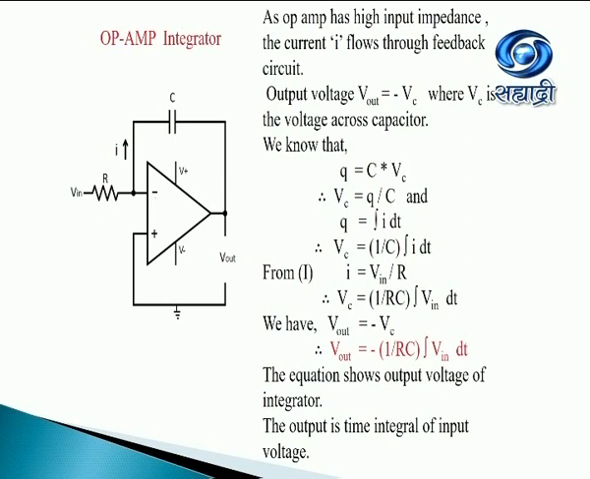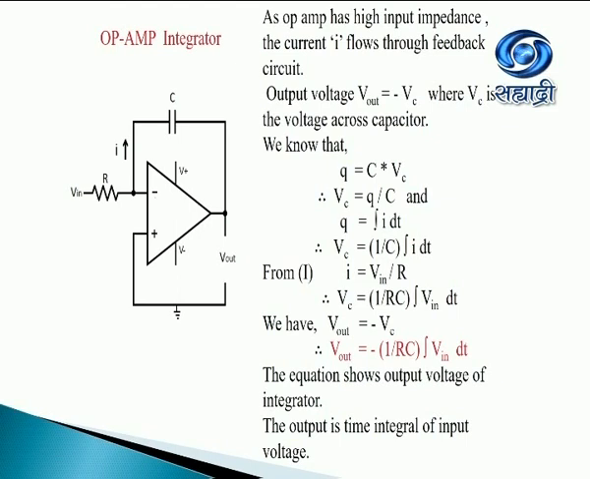Output voltage Vout is equal to minus Vc. From figure, we can understand output voltage is the voltage between output terminal and ground. Capacitor is connected between output terminal and inverting terminal. Inverting terminal is at virtual ground and so voltage across capacitor is output voltage. Since input is applied at negative terminal, output is negative. So Vout is equal to minus Vc, where Vc is the voltage across capacitor.